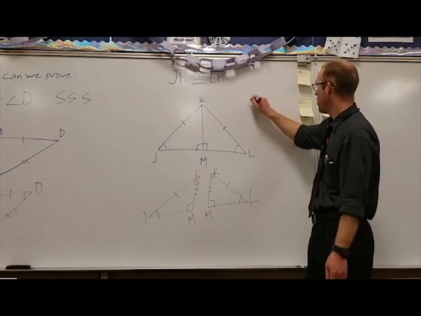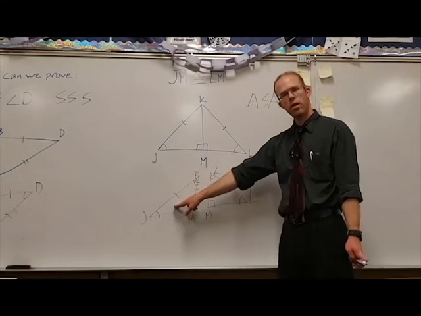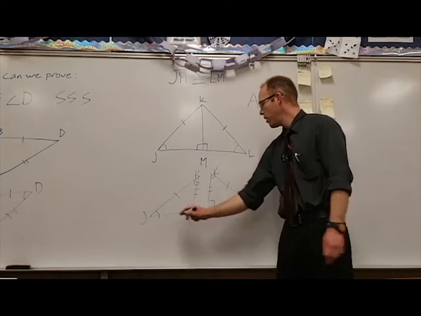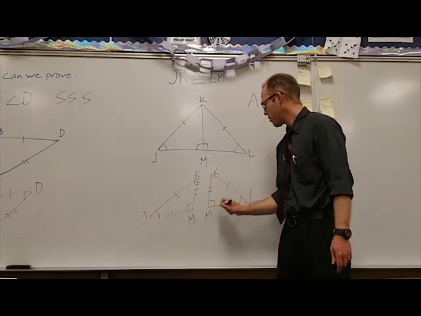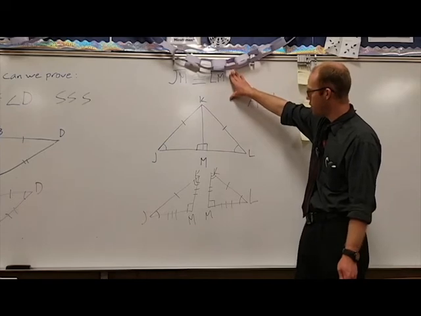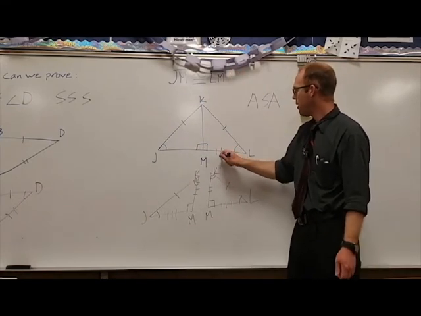So the angle, side, angle congruence theorem. If these two triangles are congruent to each other and these are corresponding parts, these must also be congruent to each other, and that finishes it out. We now know that JM is congruent to LM right here.